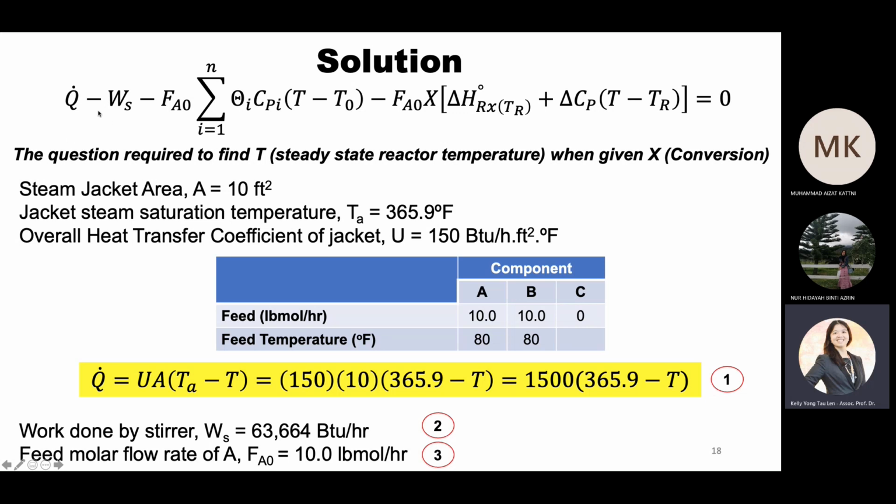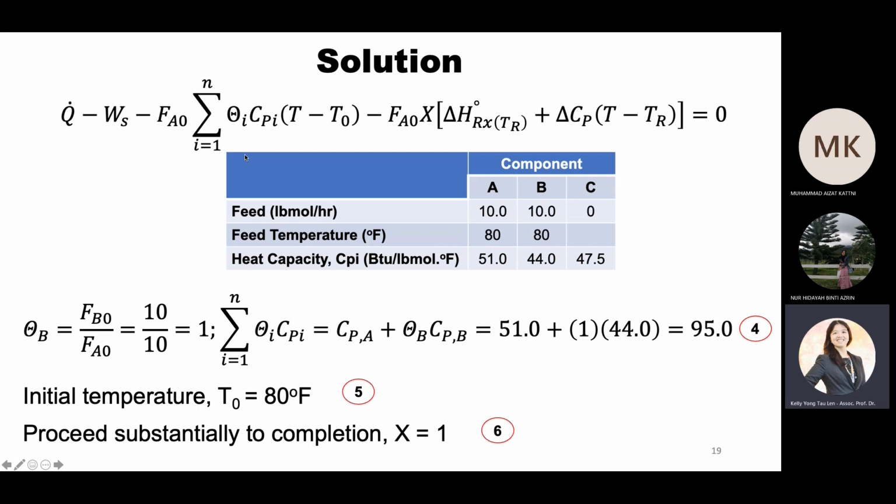Okay, next WS dah bagi is given directly 63,664. So tak payah kira, terus ganti nilai. Next FA0. So FA0 daripada table 10, settle. Next X is 1 lah. Sorry, belum X lagi. Theta I CPI, summation of theta I CPI. Okay, so summation theta I CPI.